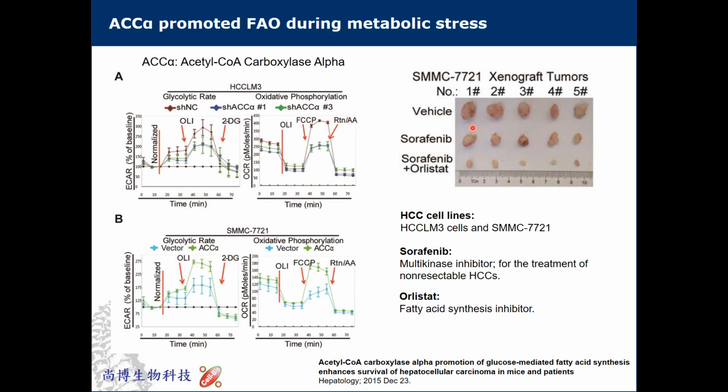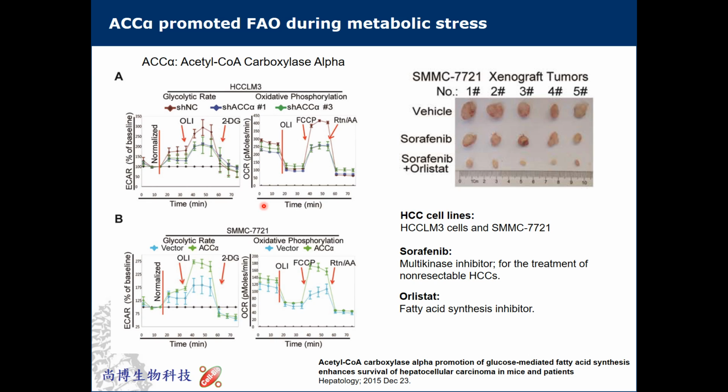So let's see, in this HCC tumor, we found ACC alpha expression is very high. ACC alpha is acetyl-CoA carboxylase alpha. It is a protein whose function is to synthesize fatty acid by itself. So since the tumor cell can synthesize fatty acid for itself to work, this tumor cell has a very high possibility to do fatty acid oxidation in the mitochondria.